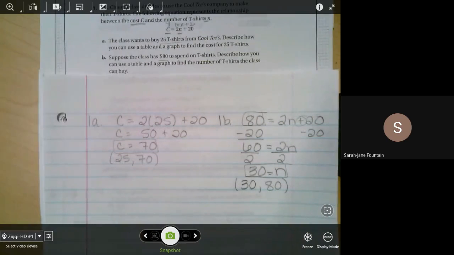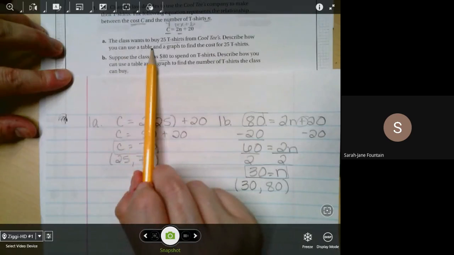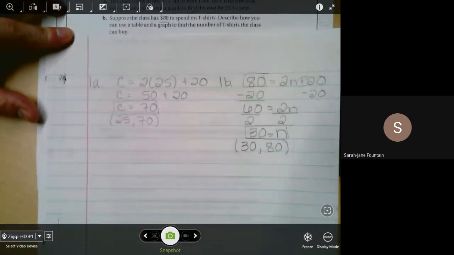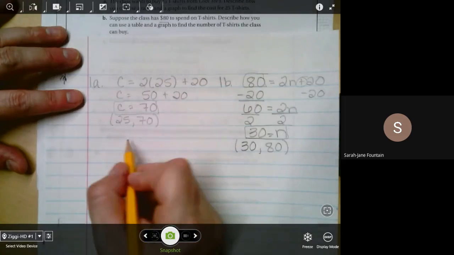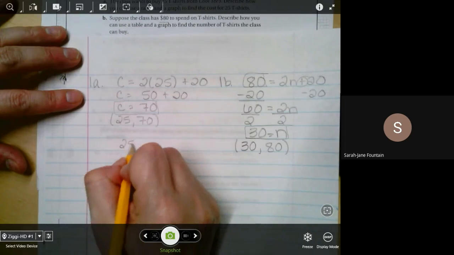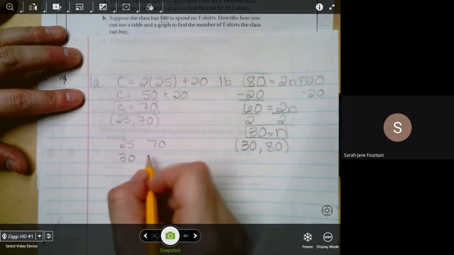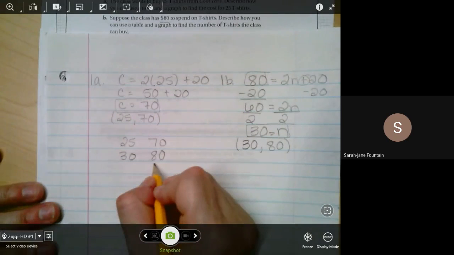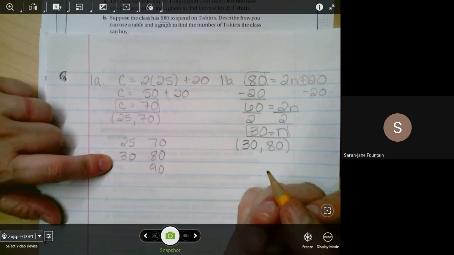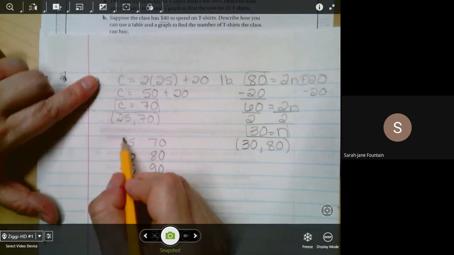So now answering the second part, describe how you can use a table and a graph to find the number of t-shirts the class can buy. Well, if I have 25 and 70, I have 30 and 80. Let's look at those numbers. Let's go up by 10. So this one's going to go up by 10, so 90. And this one's probably going to go up by what? 25 to 30, 35.